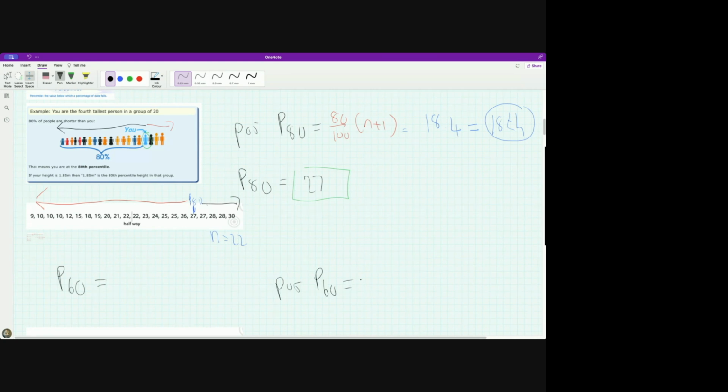Using the same idea, I want you to find me the value of the 60th percentile. I will help you a little bit by giving you this formula and reminding you that you need to round off when you're finding the position of a percentile, but I would like you to try and find me the 60th percentile. What's the value of the 60th percentile? But you first find the position.